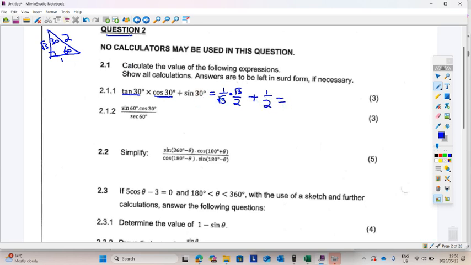And then simplify. We have root 3 cancels with root 3. We are left with 1 over 2. So this is 1 over 2 plus 1 over 2. That is equal to 1.